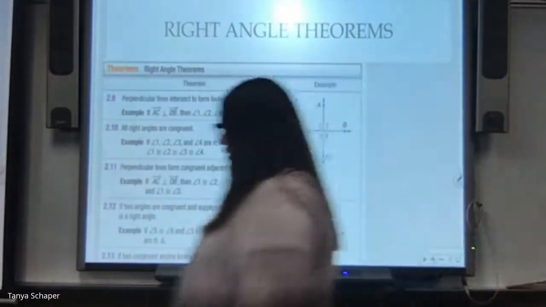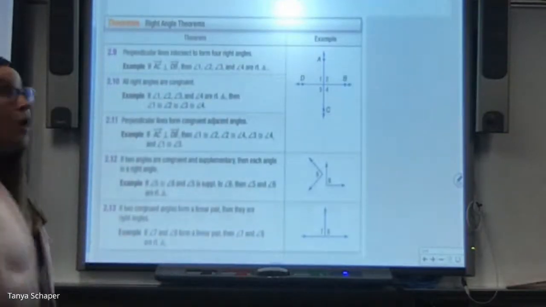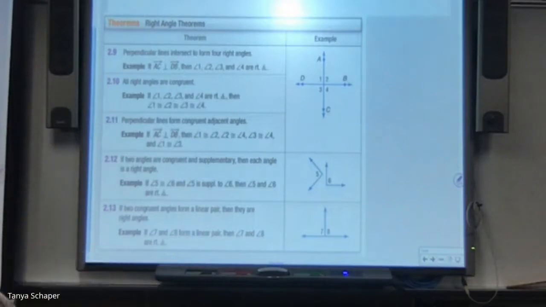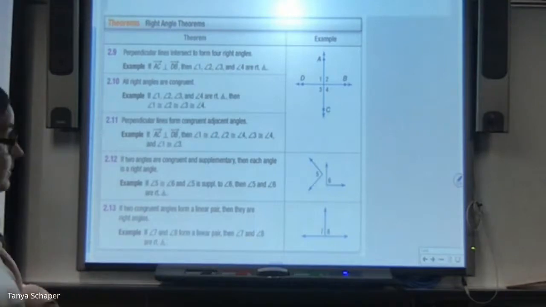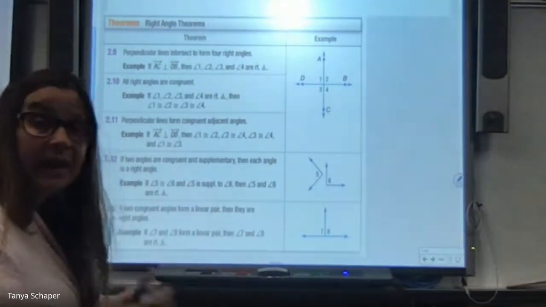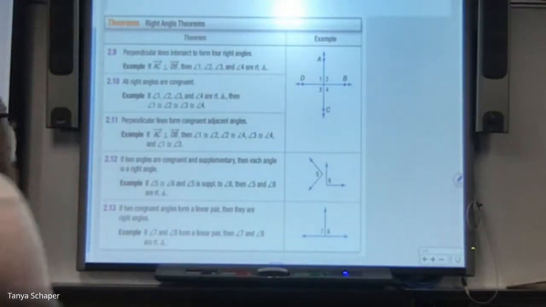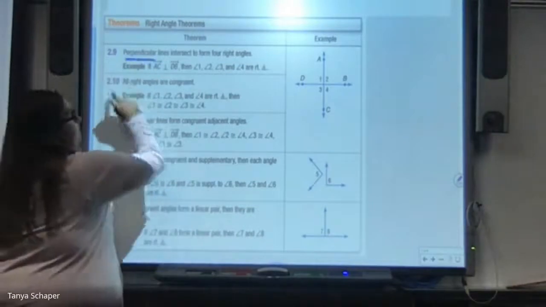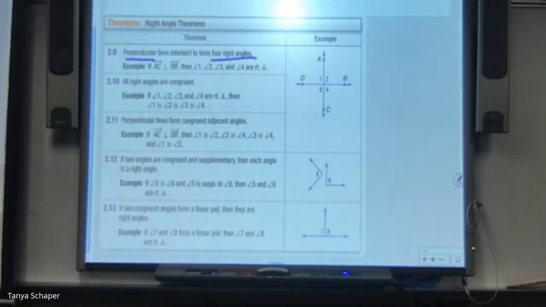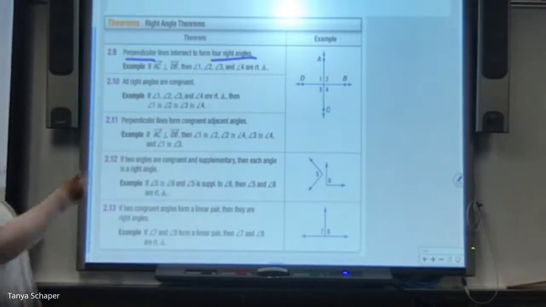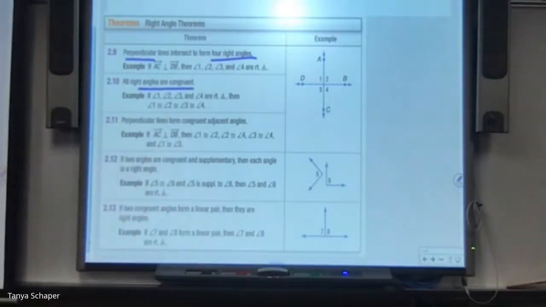Right angles theorems. All right, we're almost there, kiddos. I know it's a lot of vocab, but it's a lot of information that we need to get out to you. There are five different right angles theorems. These are all things that we can take if we know that we have right angles. So this one says if the lines are perpendicular, we have four right angles. If we have all four right angles, we can say that all of them are congruent. All right angles are measured at 90 degrees, so they're all congruent.